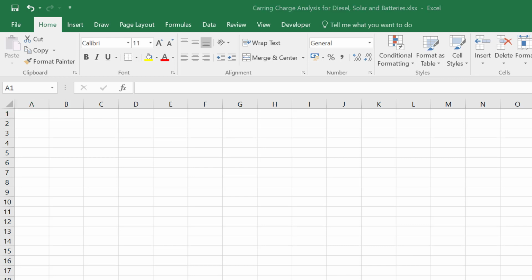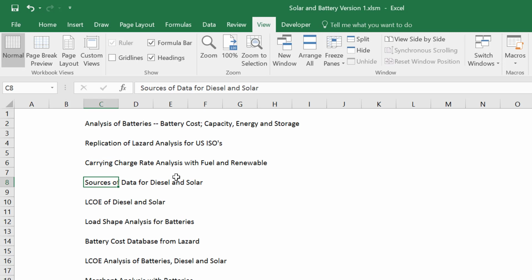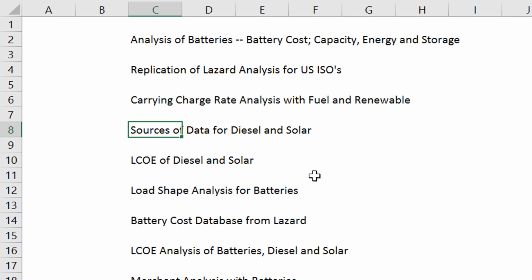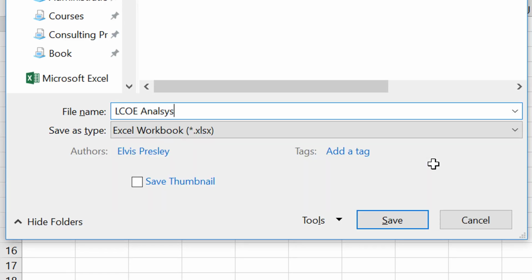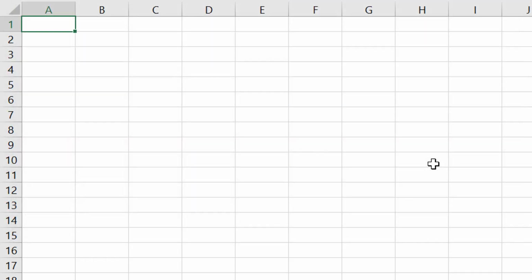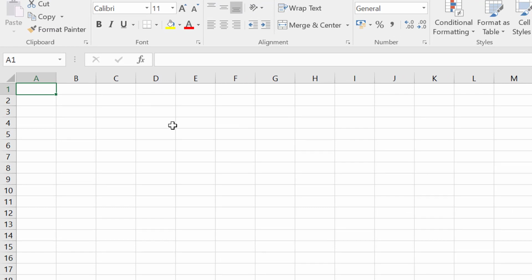All right, and then we'll make our LCOE. We'll get our data for our diesel and solar, and make our, I'm pressing F12, LCOE analysis for diesel and solar. What I want to do with this, I've done this a few other times, is make sure that you can easily incorporate different assumptions about interest rates, cost of capital, lifetimes, and capital costs. You're not just reading a study, you can really do it and see the trends.